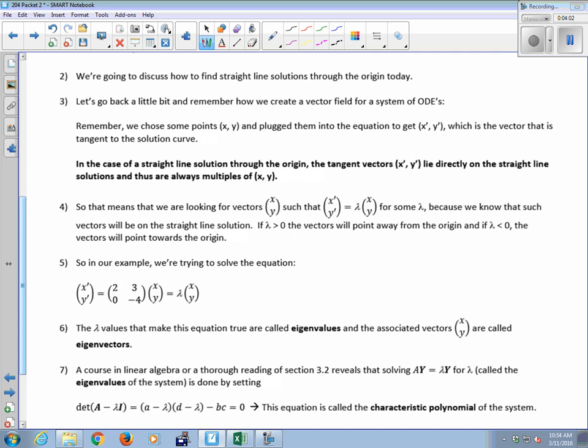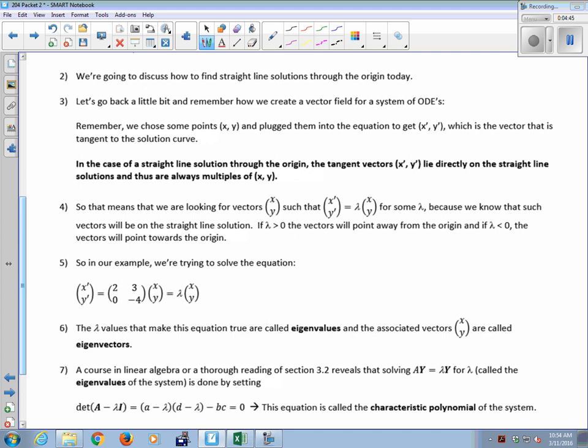So in the case of a straight line solution through the origin, the tangent vectors, which are x prime, y prime, lie directly on the straight line solution. That means they are multiples of x, y. So we're looking for vectors x, y such that x prime, y prime is some multiple of x, y. So x prime, y prime equals lambda times x, y, and that is the definition of an eigenvalue. This relates back to the parameter k: for any given system of ODEs, when we have a parameter k, that's the same thing as saying the eigenvalue for the system.